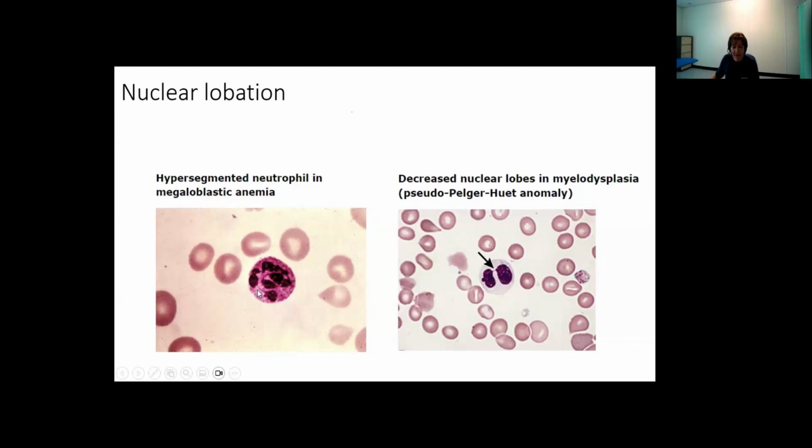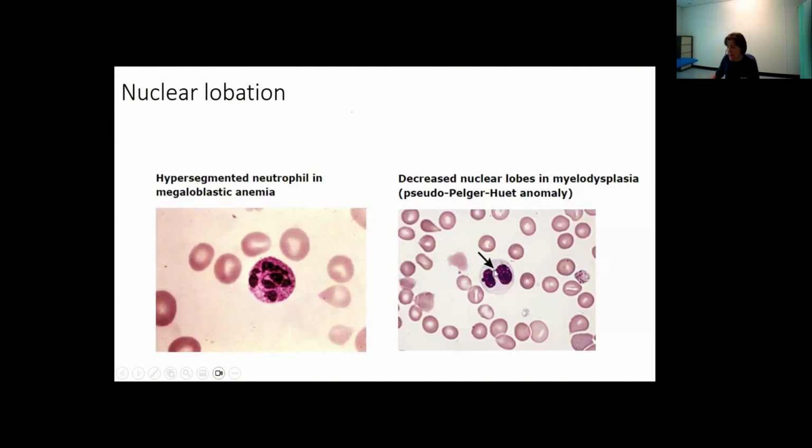Now, that is fairly classic in a megaloblastic anemia, so in patients that have got B12 or folate deficiency, but you can see it also in conditions like myelodysplasia. So it is not completely pathognomonic of B12 or folate deficiency, but you need to make sure that they are replete, because you should not be diagnosing somebody with myelodysplasia unless you know that their B12 and folate are normal.